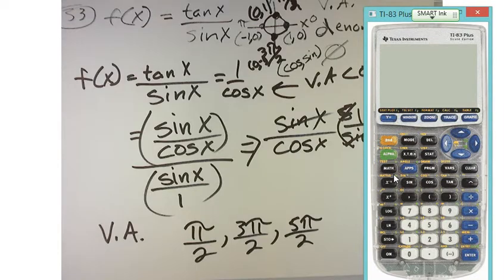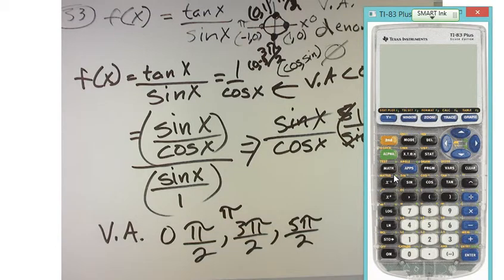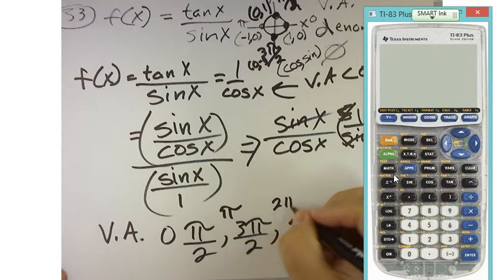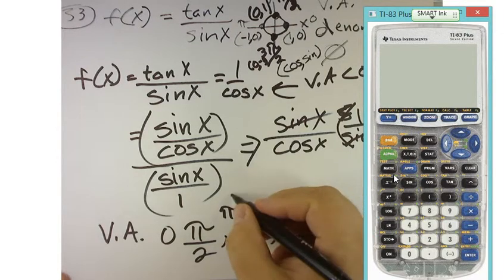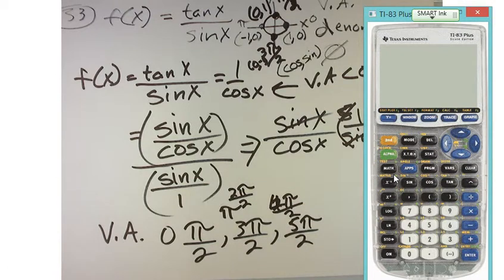Pi. So somewhere I've got to fit in pi and 0 and 2 pi. Now pi is actually what? Pi is actually 2 pi over 2. And 4 pi over 2 is 2 pi, and so on and so forth. So how would I write that?